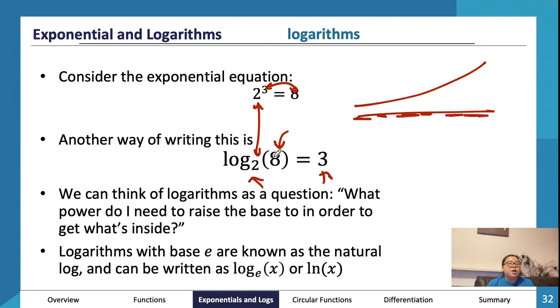Another way to phrase what a log is: what power do I need to raise the base to in order to get what's inside? So like I said, they are powers. Log base e is very helpful, and it can be written as natural log, ln, because e is called the natural number. And then you also have log base x, which is just the conventional form of writing it.